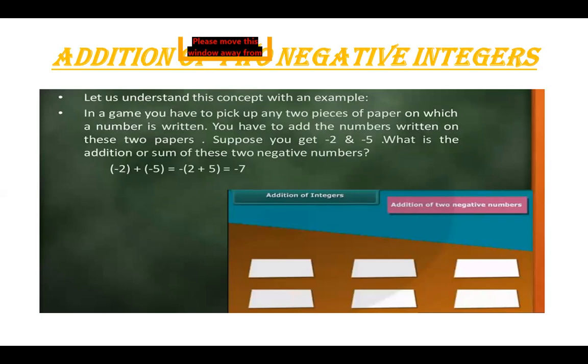Addition of two negative integers. Let us understand this concept with an example. In a game, you have to pick up any 2 pieces of paper on which a number is written. You have to add the numbers written on these 2 papers. Suppose you get -2 and -5. What is the addition or sum of these 2 negative numbers? (-2) plus (-5) is equal to -(2 plus 5) is equal to -7.